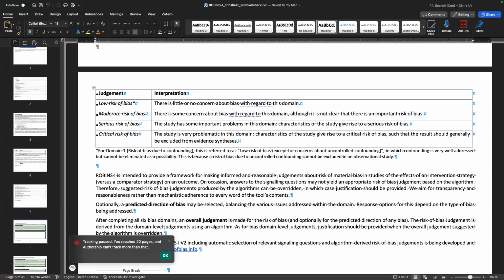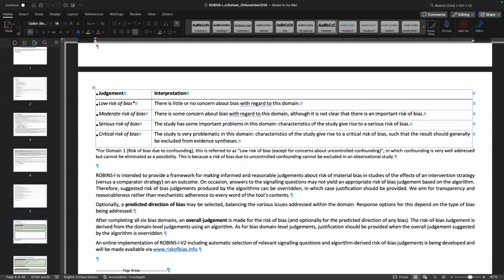Serious risk of bias. The study has important problems in this domain. Characteristics of the study give rise to a serious risk of bias. Critical risk of bias. The study is very problematic in this domain. Characteristics of the study give rise to a critical risk of bias, such that the results should generally be excluded from evidence synthesis. All right.